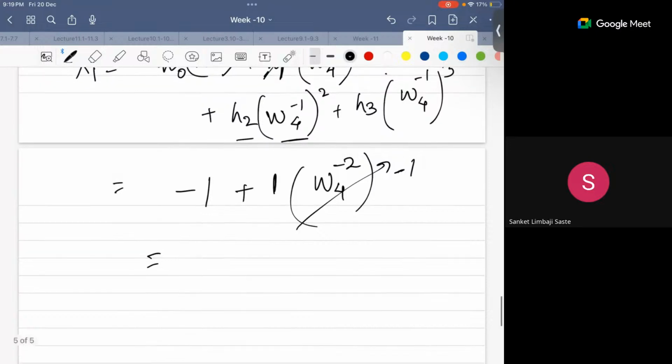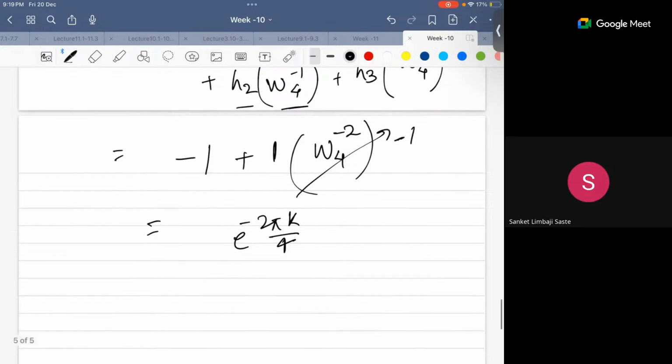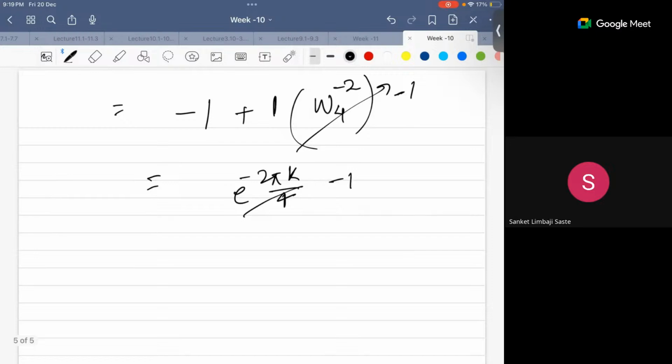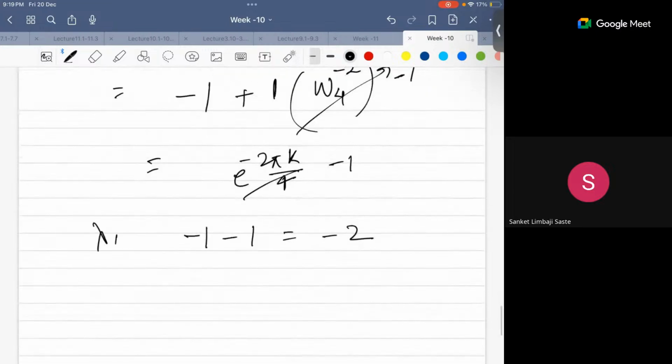No, sir, it is not minus 1, it is e to the power minus 2 pi by... k by 4, right? Not 3. Yes, it is 4. So this is minus 1, correct. So this will be minus 1 minus 1, that is minus 2. So lambda 1 is minus 2.